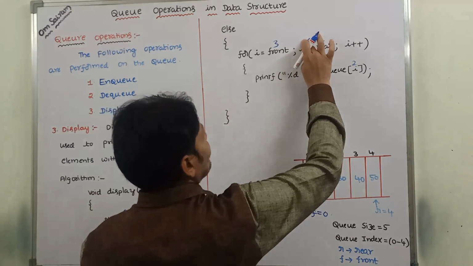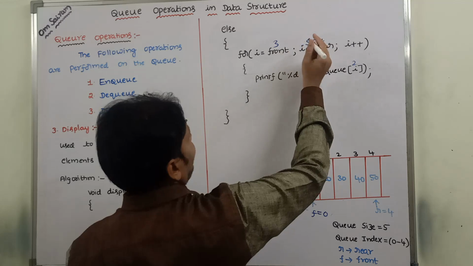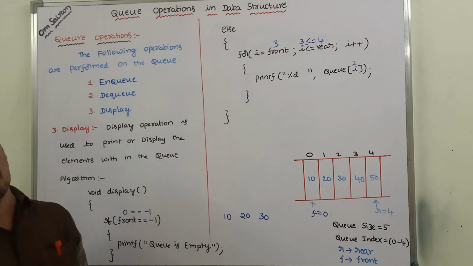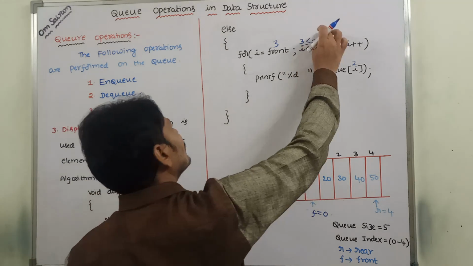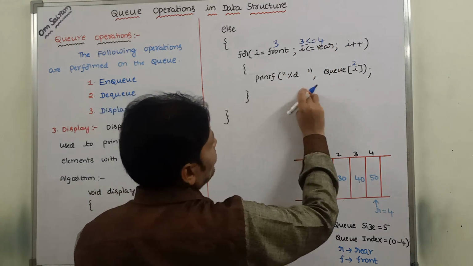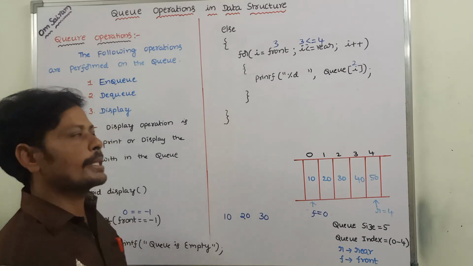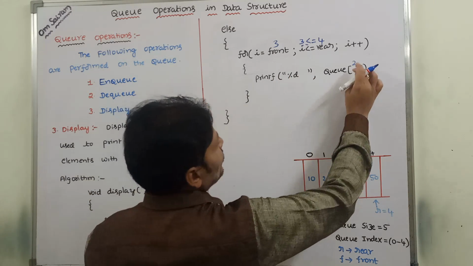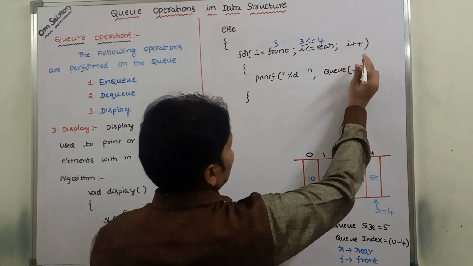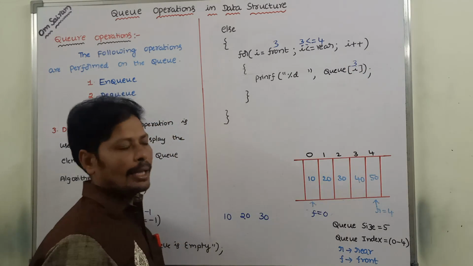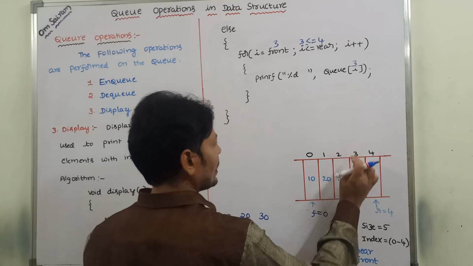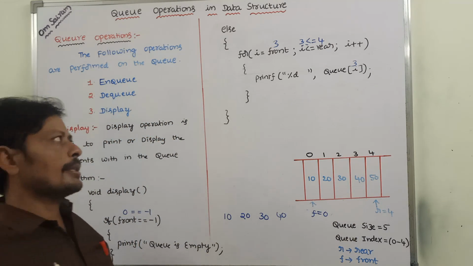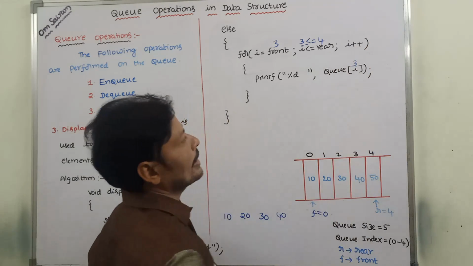I less than or equal to rear. So that is 3 less than or equal to 4. Rear value 4. So condition true. If this condition is true, then control goes to the body of the for loop and executes the statement within the body of the for loop. Printf percentage d, q of I. Now I value is 3. Q of 3 element is printed. Q of 3 element is 40. 40 is printed.